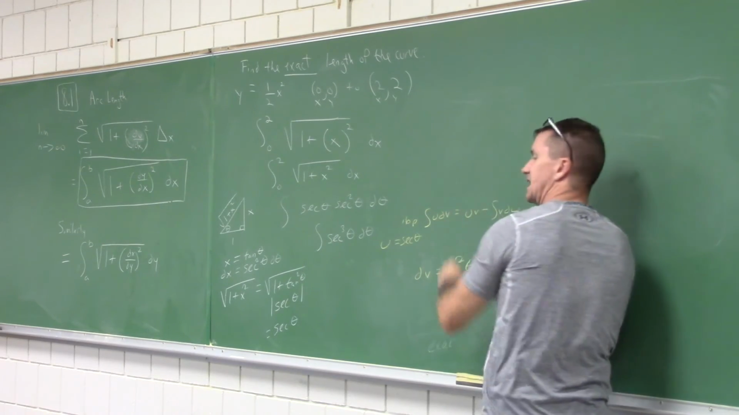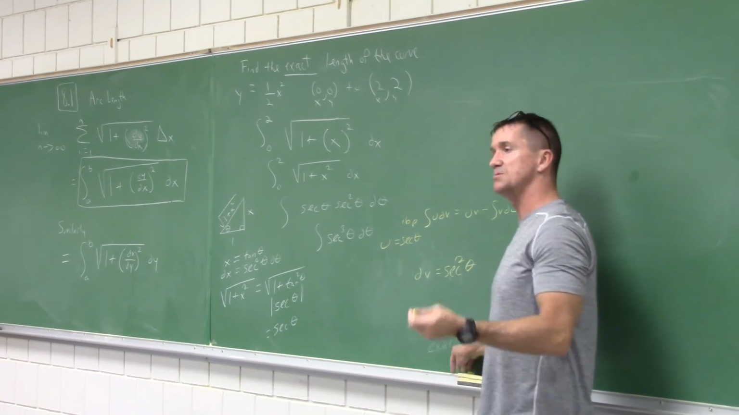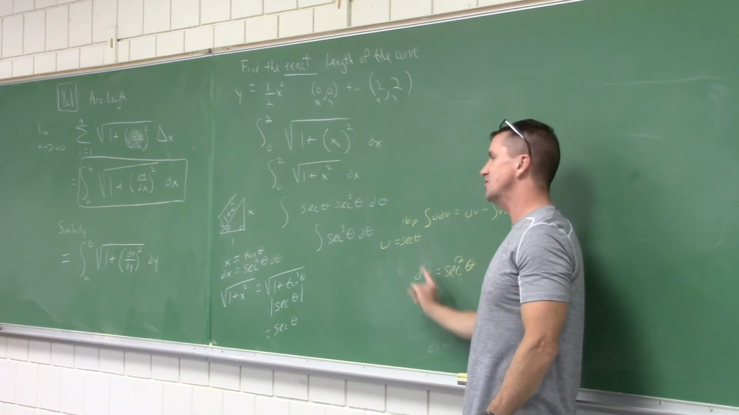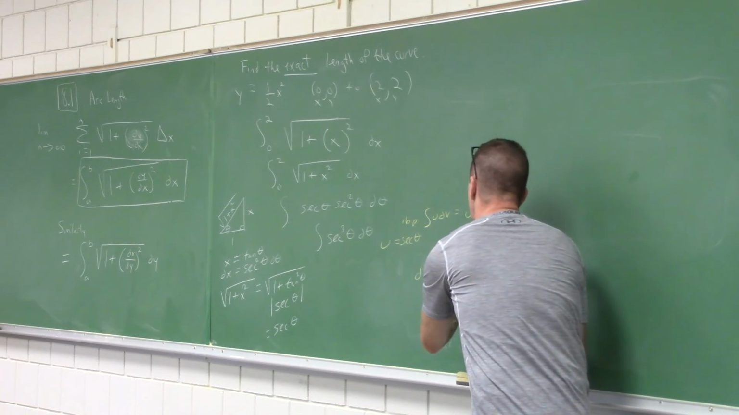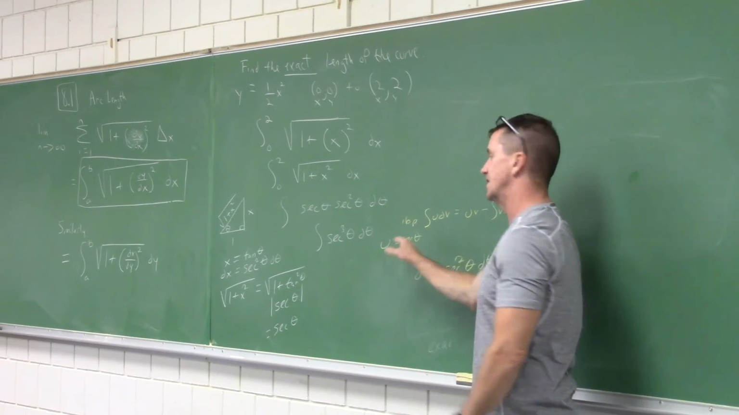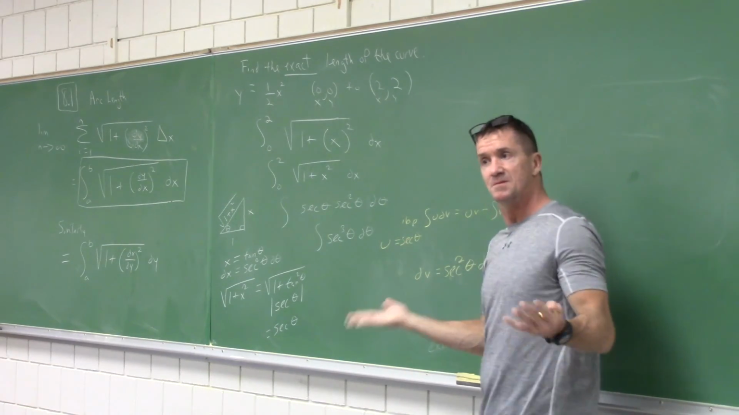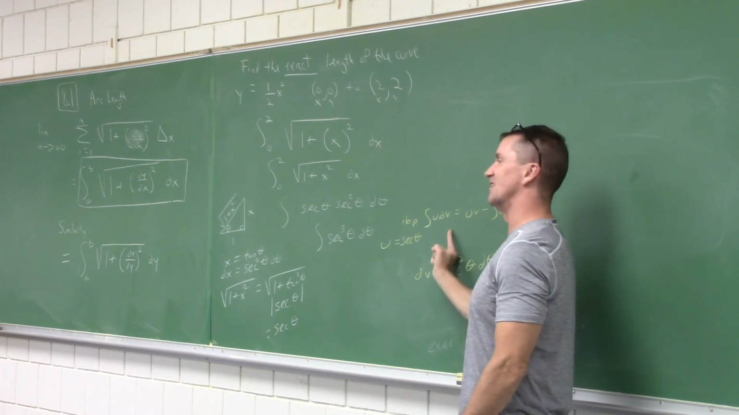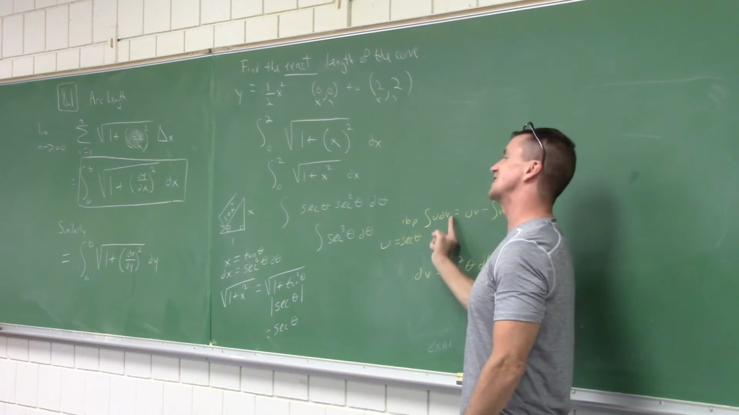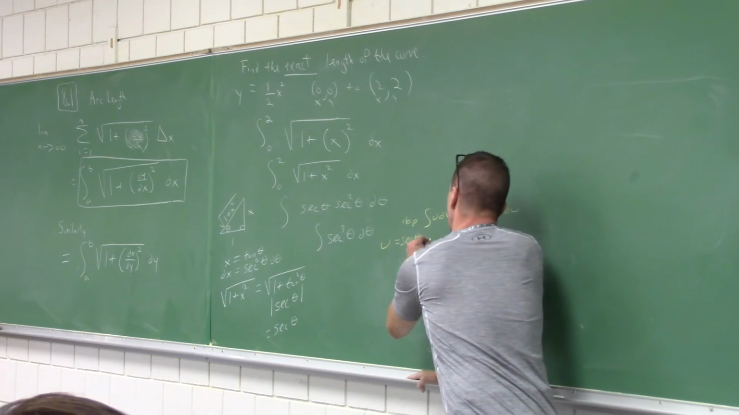isn't that an easy antiderivative? That was my reason. I'll let u be secant theta, and I'll let dv be secant squared theta d theta, in terms of breaking up the secant cubed. What's the integral of secant squared theta? Tan theta.